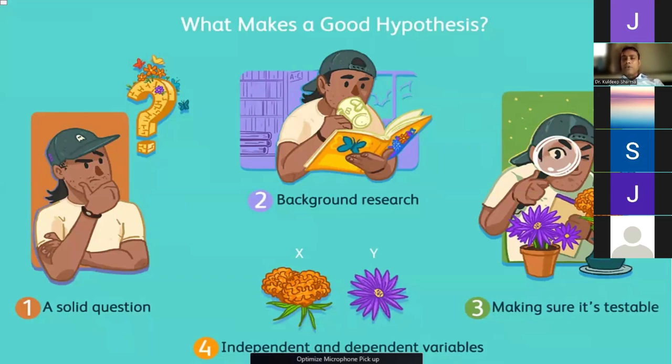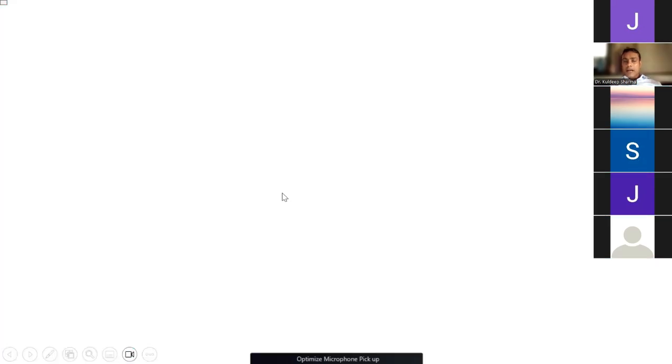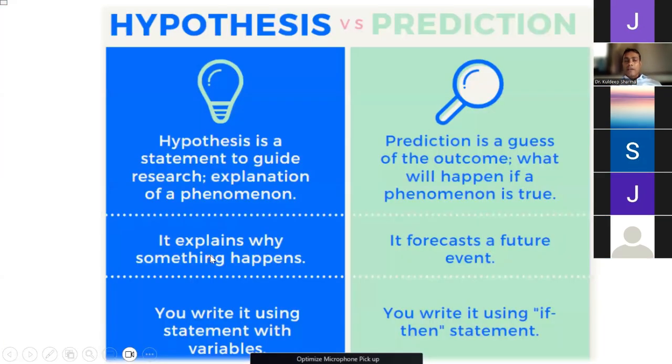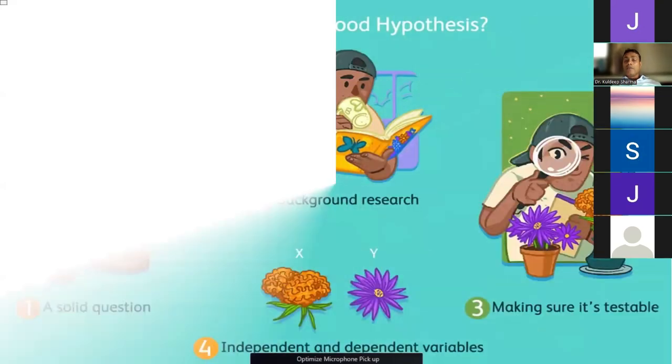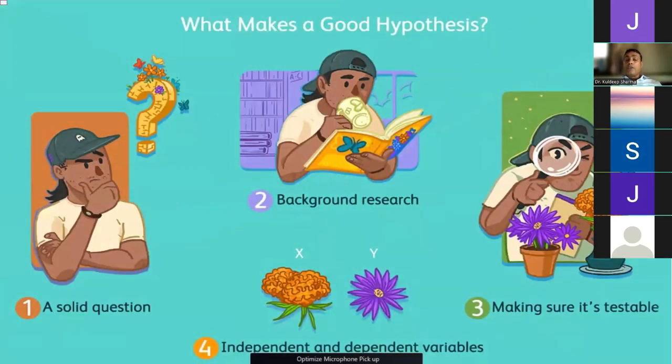In the previous slide, we wrote very clearly: hypothesis is what? A statement we write using variables. So here we are going to use the word variable, but before using it, we should know the characteristic of a variable, whether it is a dependent variable or an independent variable, which we call cause and effect.